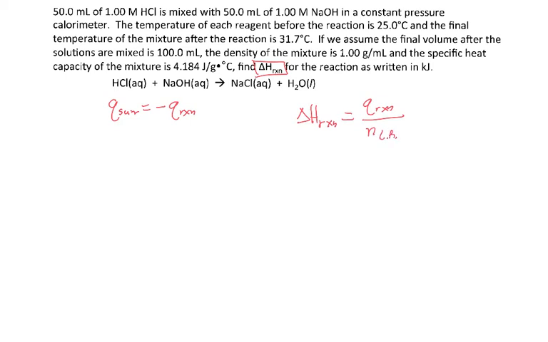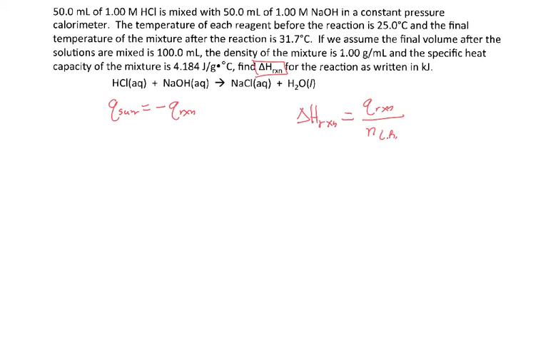Now in this case, I have exactly the same number of moles of HCl and NaOH. And because they react in a 1-to-1 ratio, they are both the limiting reagent. So I'm going to have the same numbers of both, so I can use either the HCl or the NaOH when I calculate the moles.